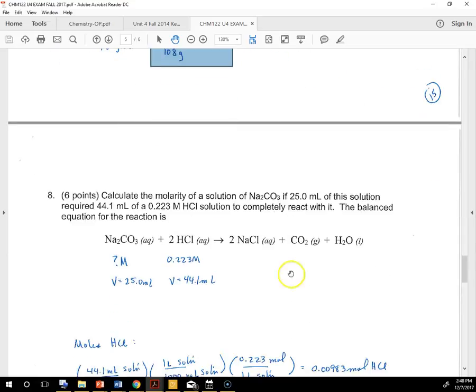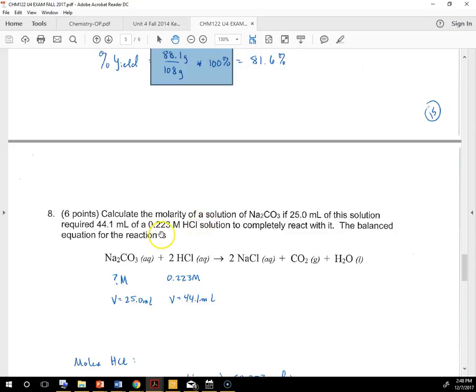Finally, to the last problem. This was where both of the reactants, both the HCl and the Na2CO3, are in solution. For the HCl, the information we're given is its molarity and volume. And for the Na2CO3, the sodium carbonate, we are given its volume, and we're supposed to find the molarity. So remember, with a problem like this, what I said is you focus on what you know most about.